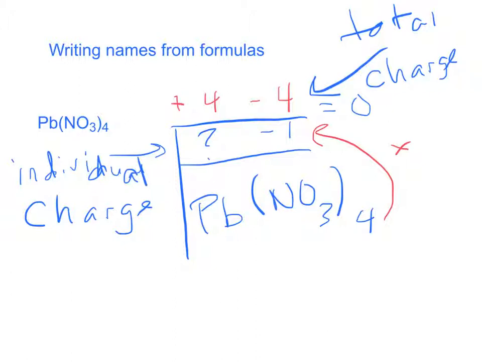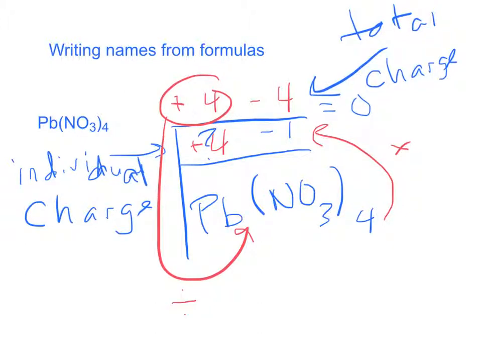Okay. So now to figure out what goes here, where that question mark is, we need to simply divide the total charge by whatever subscript is there. Now, since there's no subscript, we understand that it's a 1. So 4 divided by 1 is +4. This tells me that the charge of the lead ion is +4. So then the name of this is going to be lead(IV) nitrate.